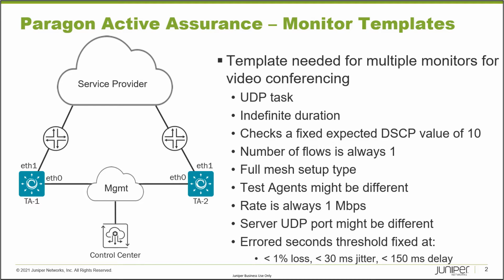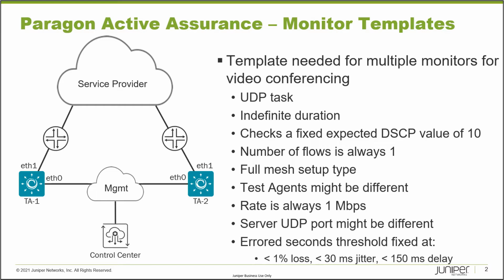All right, so what do we need to do? We need to create a template for multiple monitors that will be used for video conferencing. We're going to use a UDP task, and since this is a monitor, it's going to have an indefinite duration. Remember that monitors go on forever until you stop them. And then it checks for a fixed expected DSCP value of 10. The number of flows is always 1. Full mesh setup type, though test agents might be different. The rate is always going to be 1 megabit per second. The server UDP port might be different. And then the error seconds threshold is fixed at less than 1% packet loss, less than 30 milliseconds of jitter, and less than 150 milliseconds of delay.